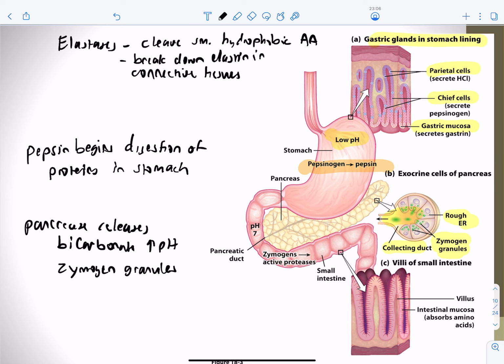Now there is acute pancreatitis, which is obstruction of the secretion of these pancreatic granules into the intestine. And acute pancreatitis leads to gallstones.